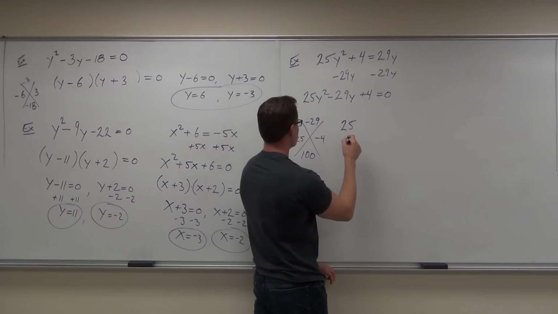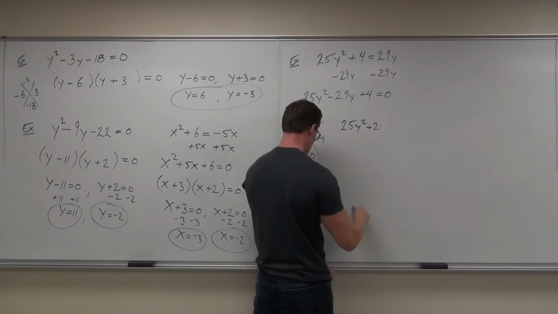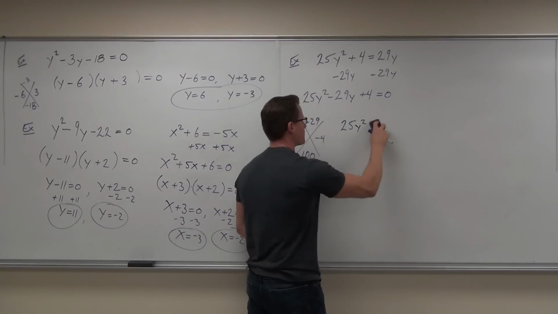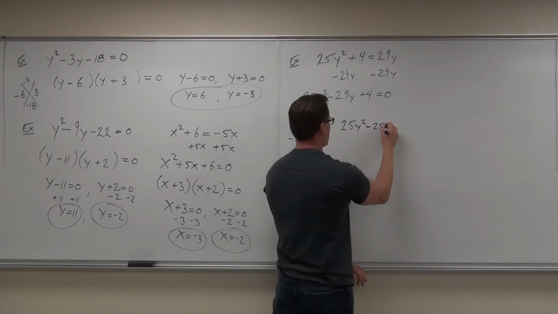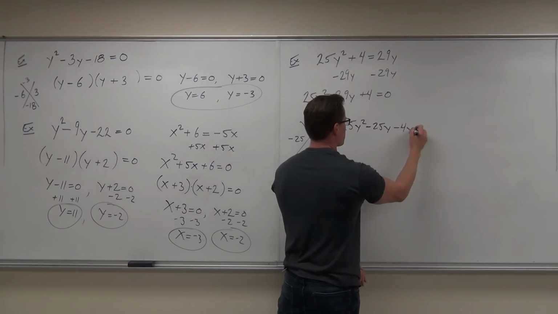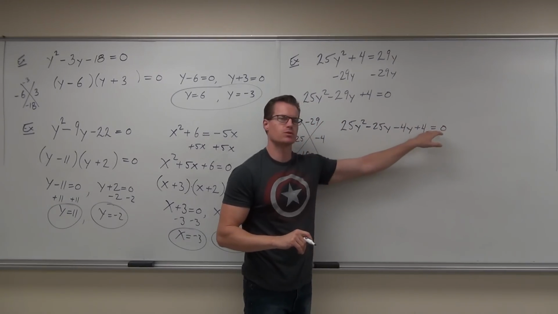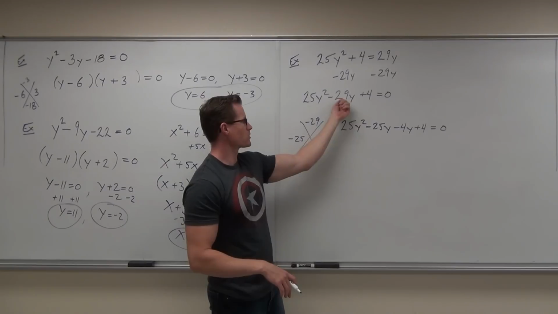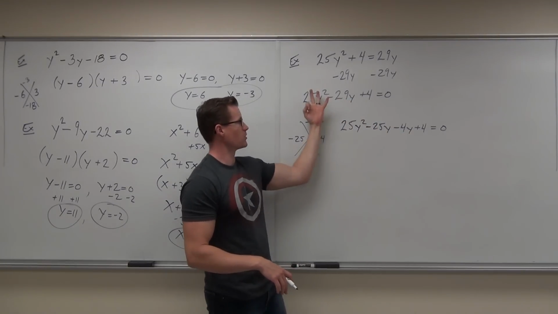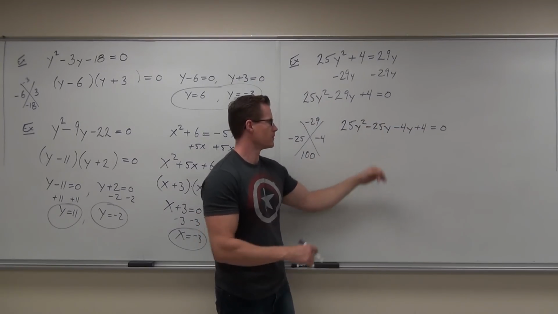So 25y squared plus 20, no, my bad. Minus 25y minus 4y plus 4 equals 0. Don't forget to bring down that equals 0. You can still do that. All we've done here is broken one term into these 2 terms, 3 terms into 4 terms. Why do we do that? So you can group them.